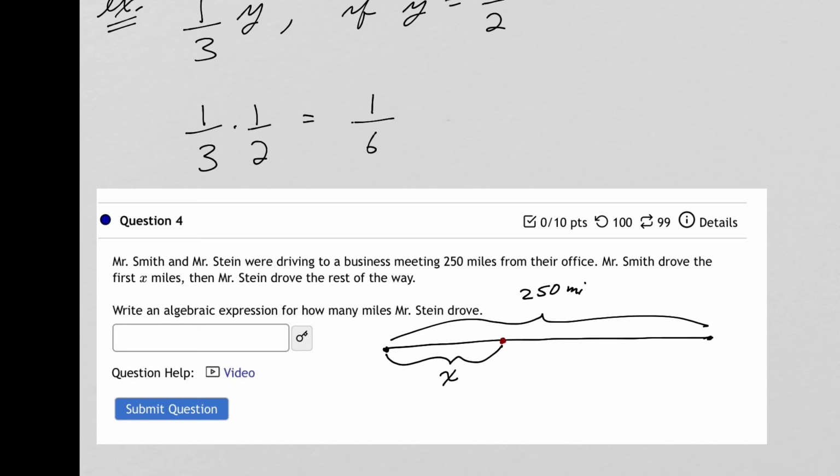to their destination. So how do I represent that in terms of the information I already have? Well, this is really going to be the difference, right? It's what's left over. If the total distance here is 250, and this first distance that Mr. Smith drove is X, then Mr. Stein must have driven 250 minus X, right? That's the remaining distance. So this must be 250 minus X. And that's going to be the correct algebraic expression, 250 minus X. Okay, it's the remaining distance that's left over.